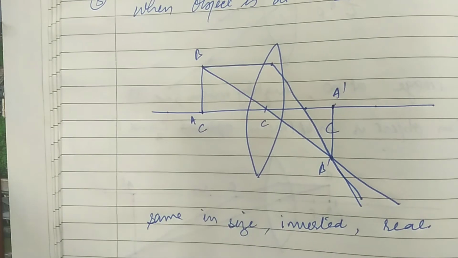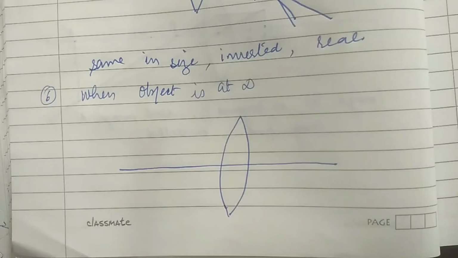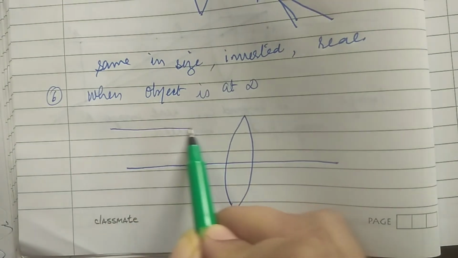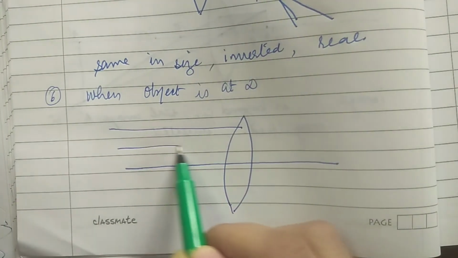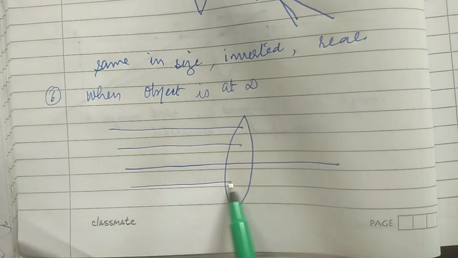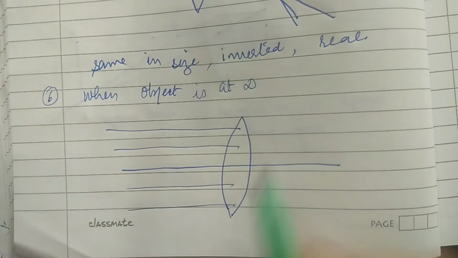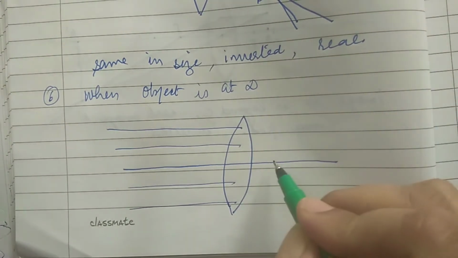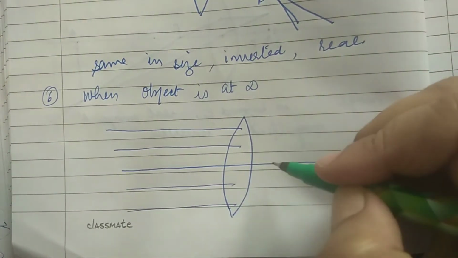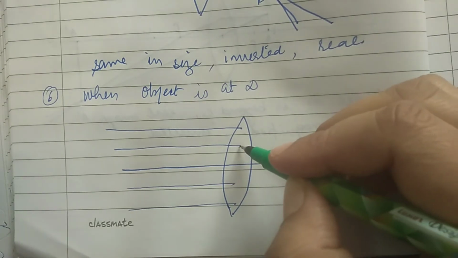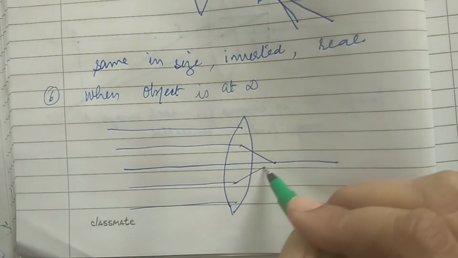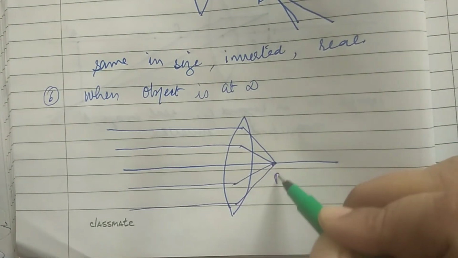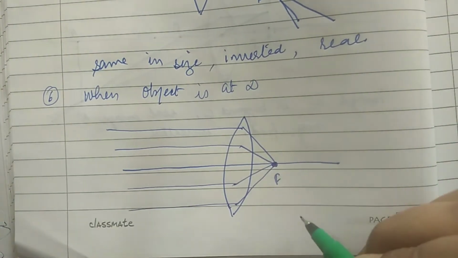Next case is when the object is at infinity. When the object is at infinity, the parallel rays would be coming from that object. So these are the parallel rays which are coming from infinity. And we know that the rays which are parallel to the principal axis would get converged at the focus. So all these rays will converge at this point, and here only you will get the image.